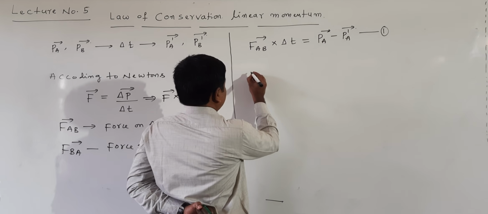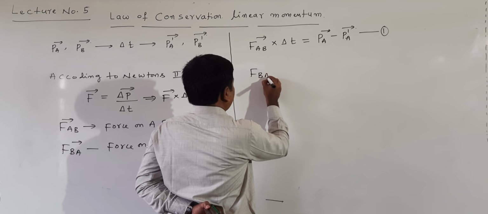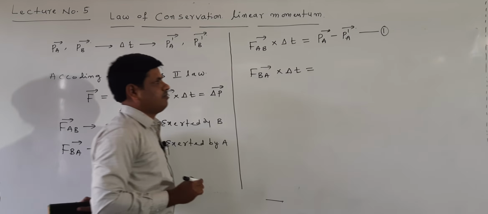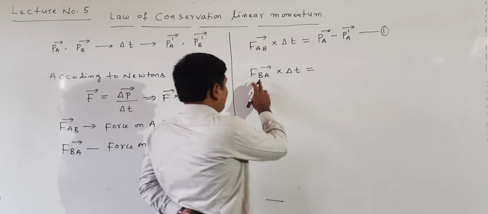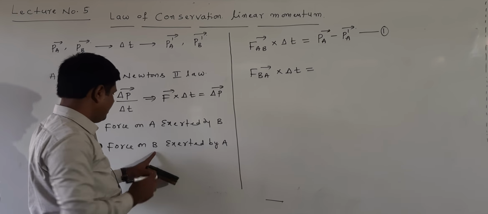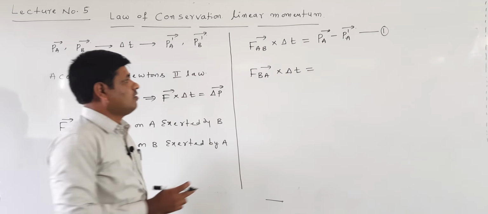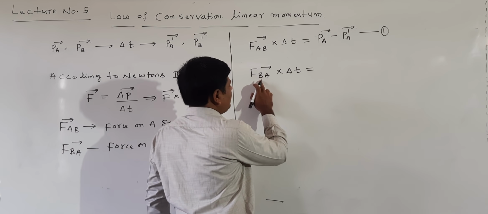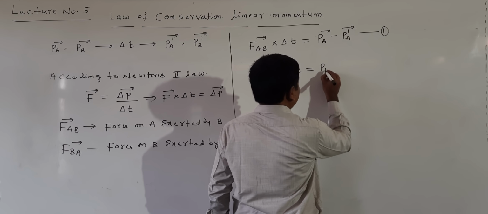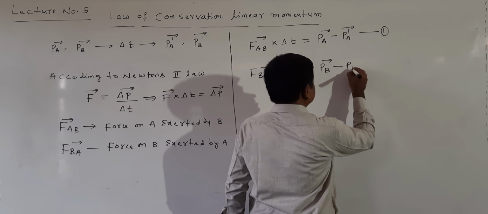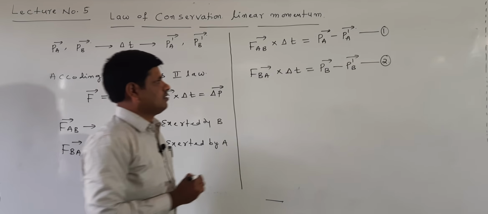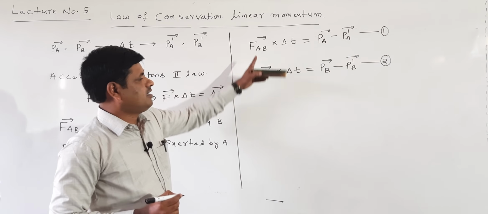Similarly, we write another equation: FBA bar into delta T is equal to the change in the momentum. This is the force acting on B body due to A body, force on B exerted by A. So the change in the momentum of B body, because the force is acting on B body, I am writing PB bar minus PB dash bar. This is equation number 2. Now this is equation 1 and equation 2.